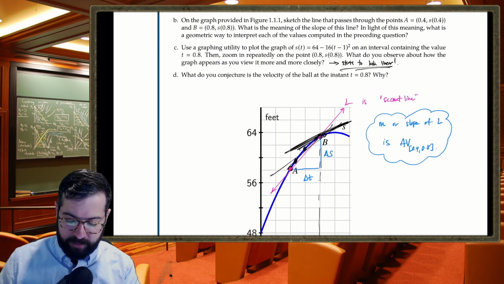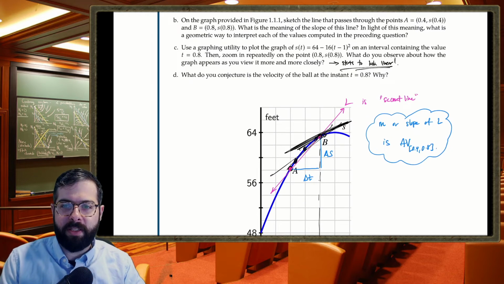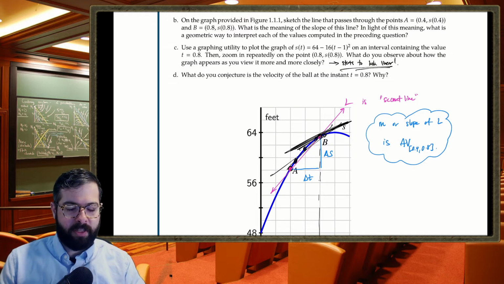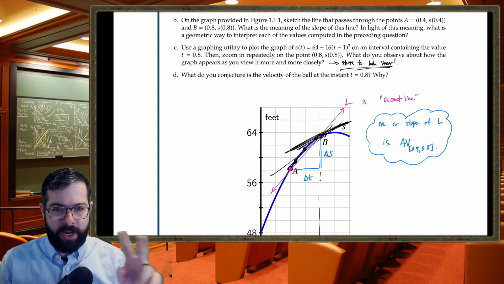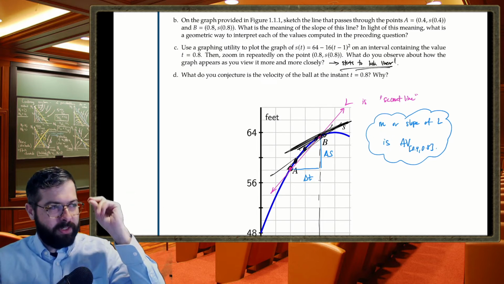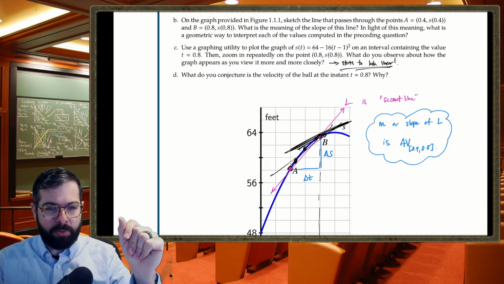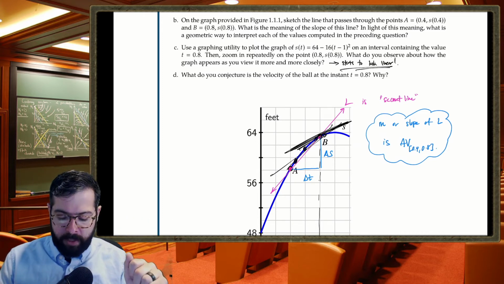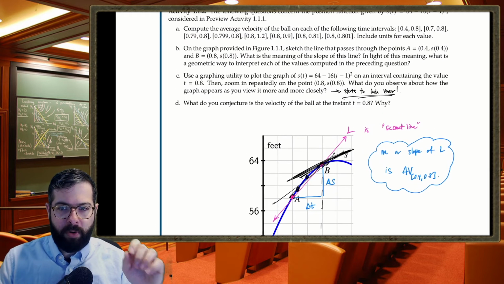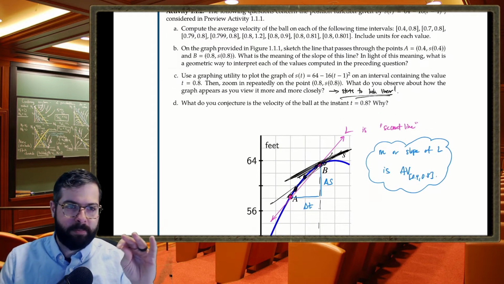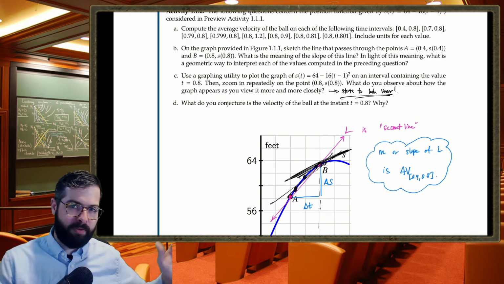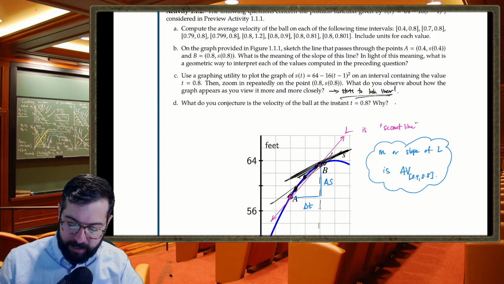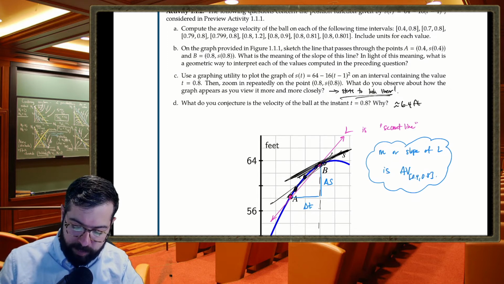Now it's asking, what do you conjecture the velocity of the ball is at the instant t equals 0.8, and why? This is kind of a paradoxical question because you're talking about an instant and velocity, which requires change. But if we were to just get a snapshot of how fast is it moving at t equals 0.8, what would you think it is? Well, in your part A values, you should have had something like 6.41-ish and 6.38-ish coming from both sides. And so we might say, it's around 6.4 feet per second.